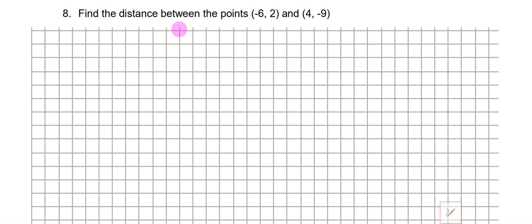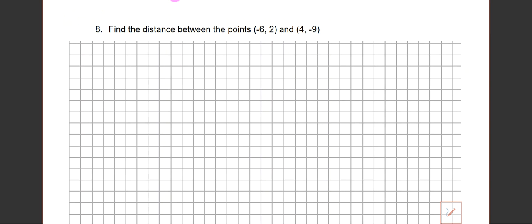Find the distance. Now for this question, you don't need to use the grid. I just put it there for those people that like to do that. Me, I'm quite visual, so I use the grid.